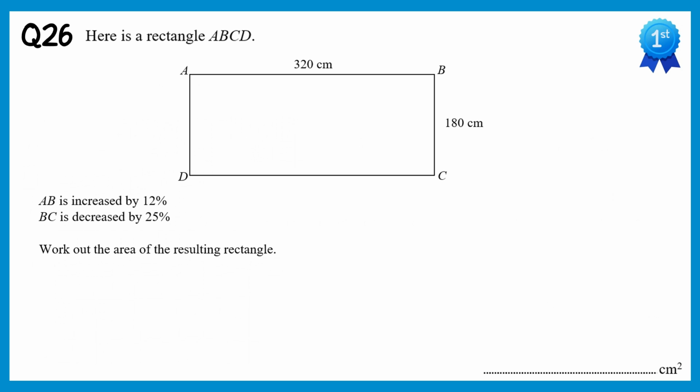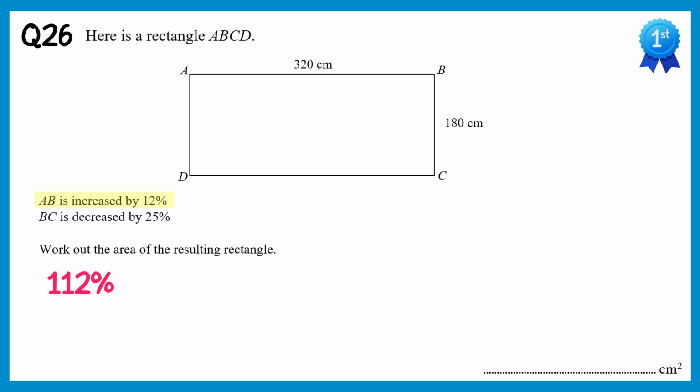In this question, we've been told that AB is going to be increased by 12%. If you increase something by 12%, you add 12% to it. So think of the amount as being 100%. If you add 12% to 100%, you get 112%.